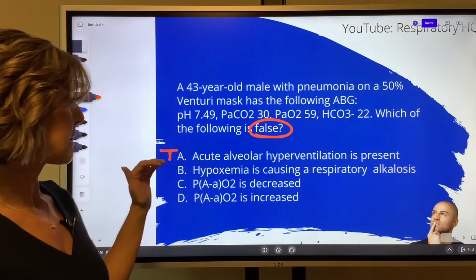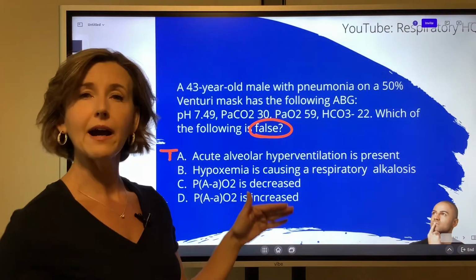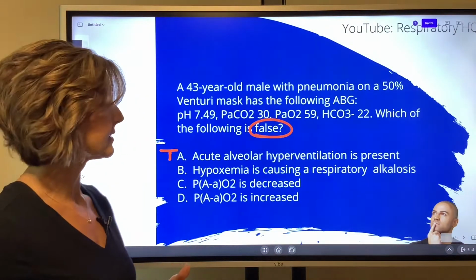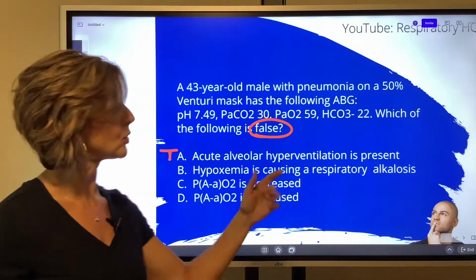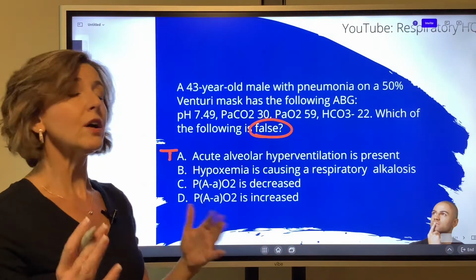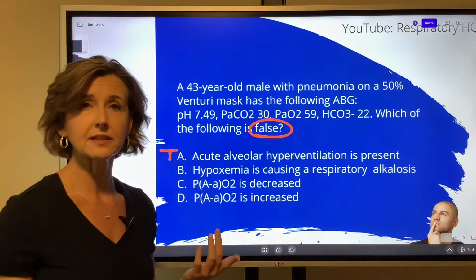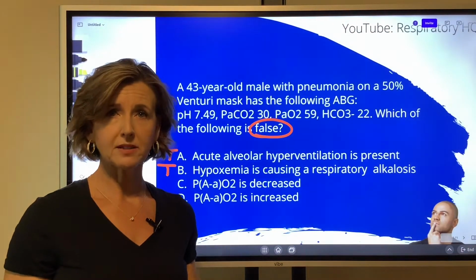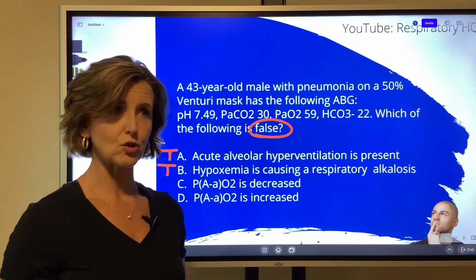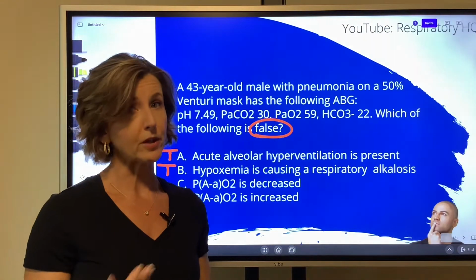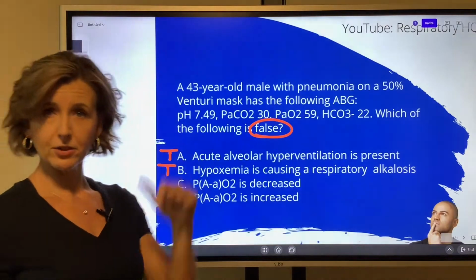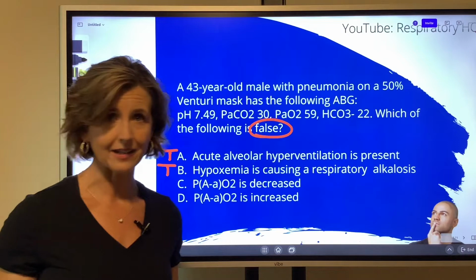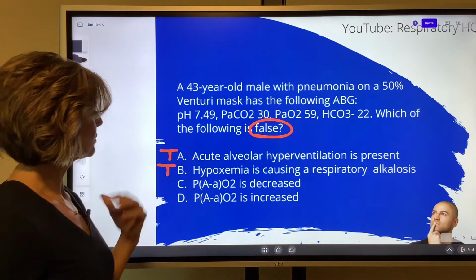Second statement is that hypoxemia is causing a respiratory alkalosis. Well, acute alveolar hyperventilation is really a fancy way to say a respiratory alkalosis. So we do have a respiratory alkalosis. The question is, is it caused by hypoxemia? And this is also a true statement, because one of the body's first responses to hypoxemia is to increase respiratory rate. And when you increase respiratory rate, you blow off the CO2, so CO2 will decrease and pH should increase. That is exactly what's happening here. So that's a true statement.